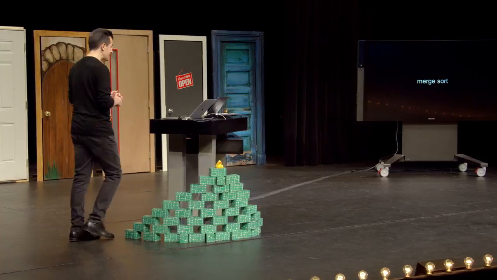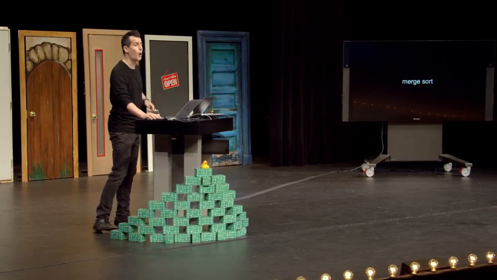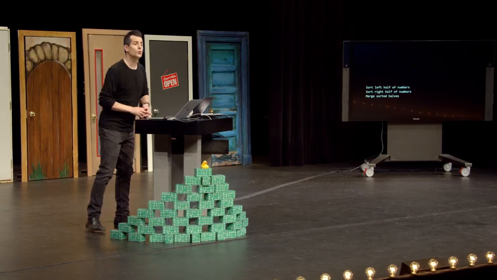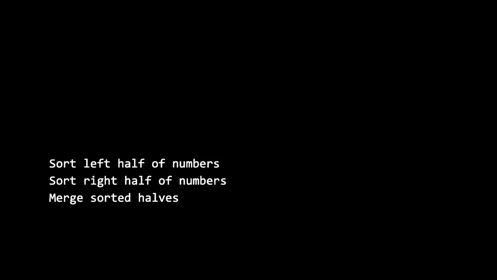Merge sort is going to be an algorithm whose pseudocode is, dare I say, the simplest we've seen thus far, but deceptively simple. The pseudocode for merge sort, quite simply, is this. Sort the left half of numbers, sort the right half of numbers, merge the sorted halves.